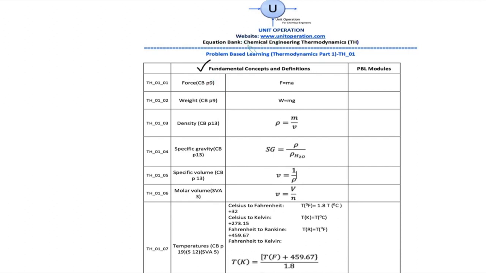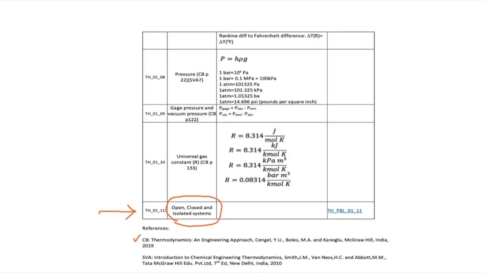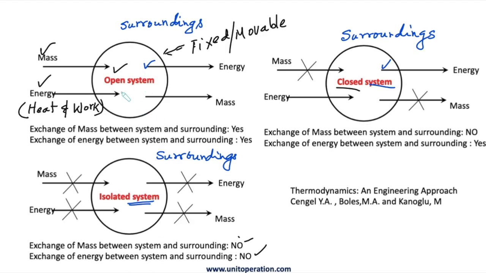Under the equation bank on chemical engineering thermodynamics, posted at www.unitoperations.com, there are several equations, and a series of equations will be posted. The very first one we have selected is on open, closed, and isolated systems. So we are going to discuss briefly, and explain graphically, what is an open system, what is a closed system, and what is an isolated system.